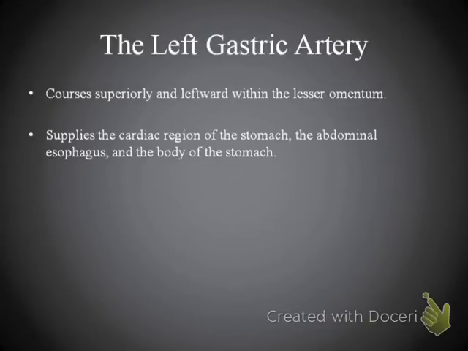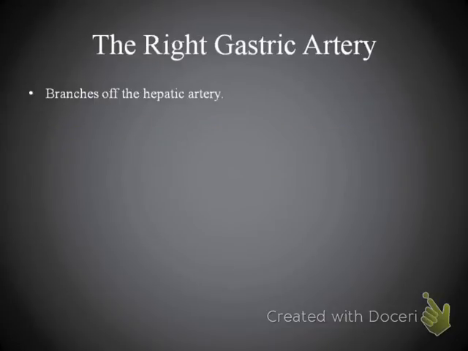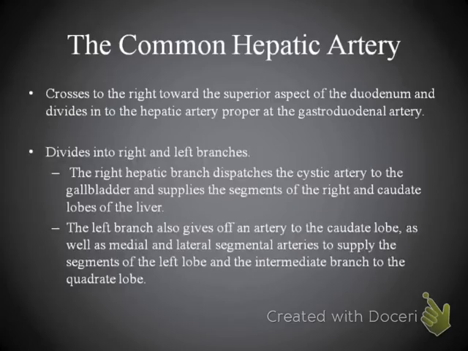So the left gastric artery courses superiorly and leftward within the lesser omentum, supplies the cardiac region of the stomach, the abdominal esophagus, and the body of the stomach. So once again, just know what the left gastric artery does. The right gastric artery branches off the hepatic artery.